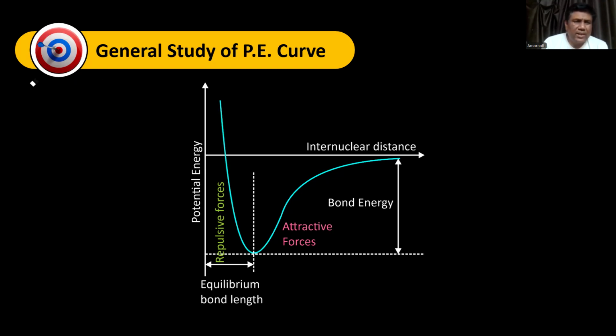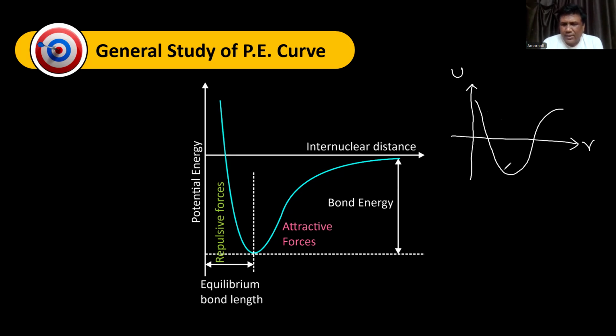So in general, remember, this potential energy graph is between two molecules in a lattice, a solid. You can say it is like that. So you know that at this point the slope is 0. Slope means du by dr is 0. So as du by dr is 0, force is 0. And as force is 0, it is called equilibrium.